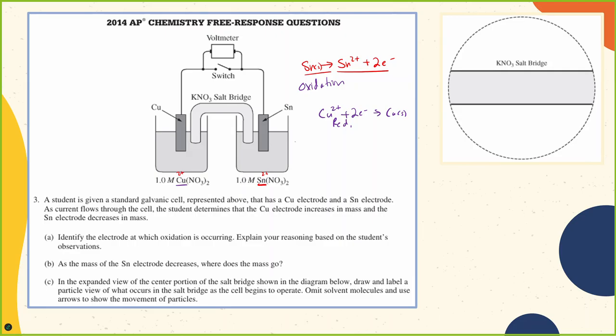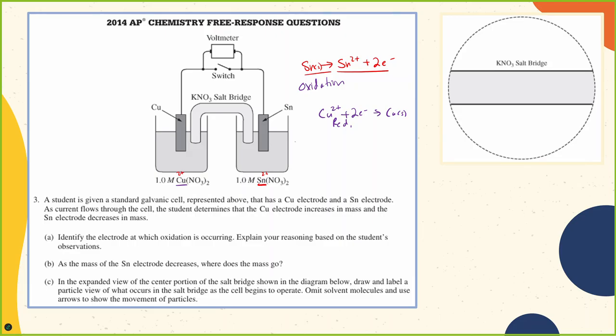As the mass of the tin electrode decreases, where does it go? The mass goes into the solution, because remember the mass is pretty much contained within the nucleus of an atom. So the protons and neutrons in that mass are going to go into solution as an ion. That's where it goes. In the expanded view, the center portion of the salt bridge shown in the diagram, it's over here to the right because I didn't have any space below. Draw and label the particle view that occurs in the salt bridge as the cell begins to operate, omit solvent.